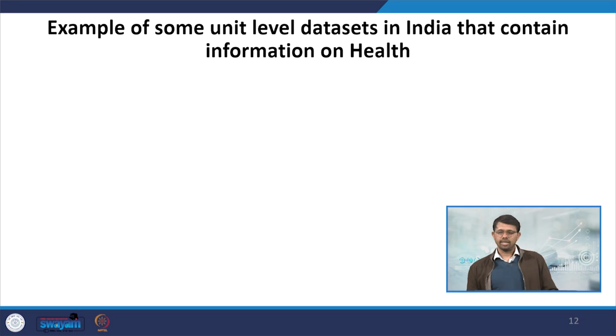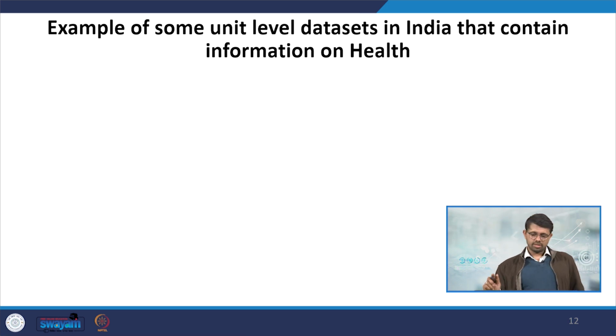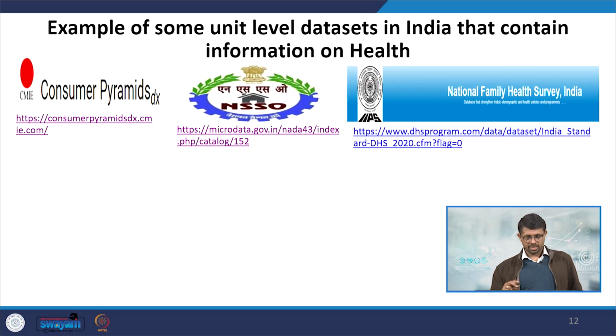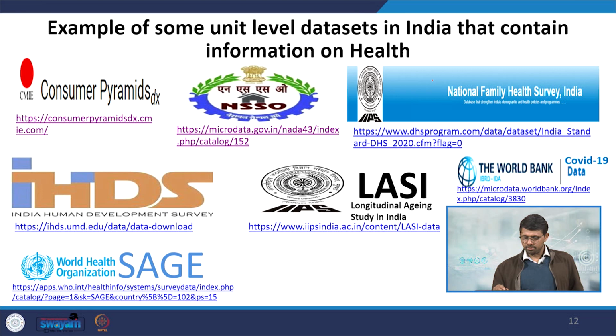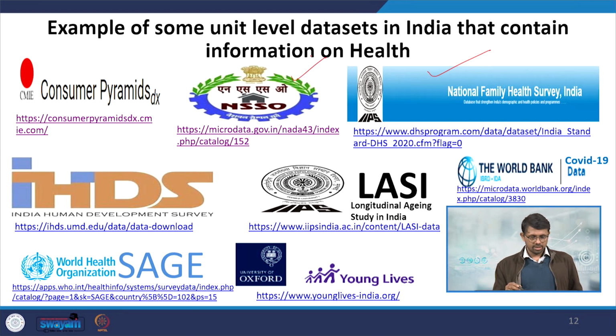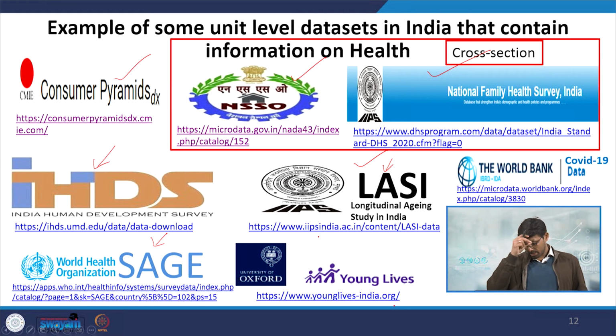Now, I am citing and referring you directly to the sources of the unit level data sets in India. Its sources, how you should work on it, one by one we are mentioning. This is National Sample Survey, this is National Family Health Survey. So, NSS is here, then this is Consumer Pyramid, this is LASI, Longitudinal Aging Survey of India, and this is India Human Development Survey, and this is SAGE database on healthcare, and this is Young Lives Survey, okay, especially useful for cohort, etc.